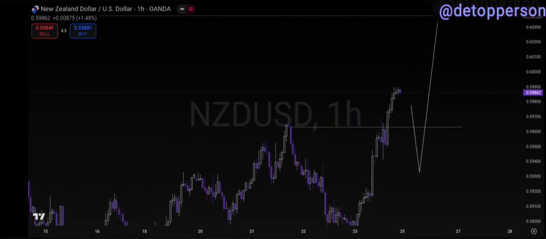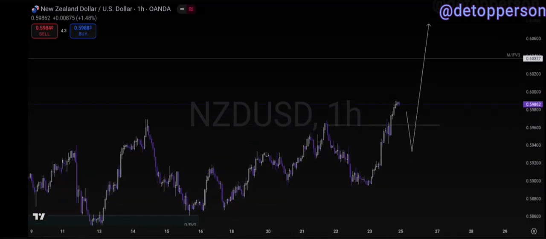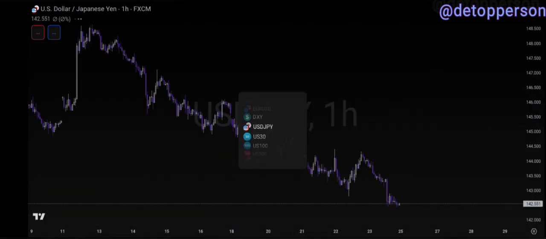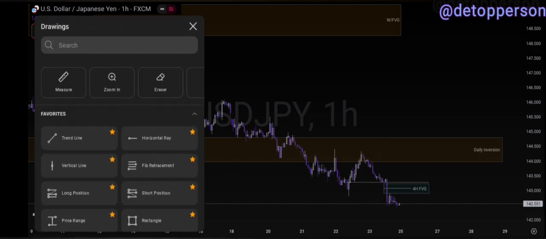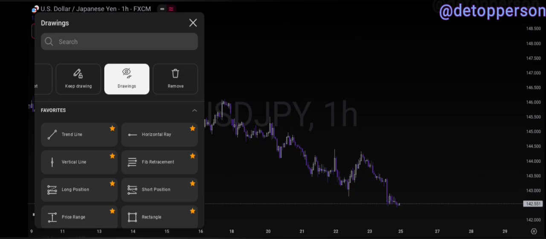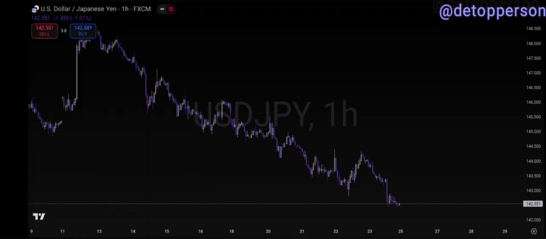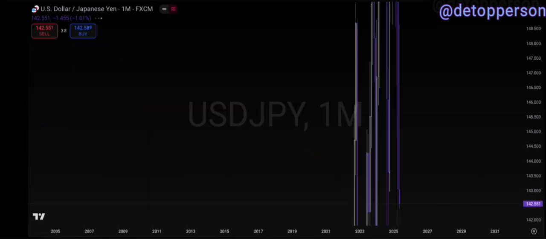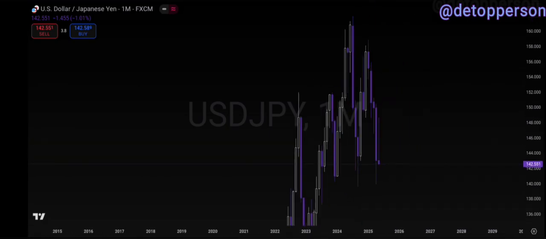So let's move on to our last pair for today, USDJPY. Let's see the beautiful structure that USDJPY is offering. So let me just drag in my tools, then let's go over to the monthly time frame. I think for this, USDJPY looks clean.